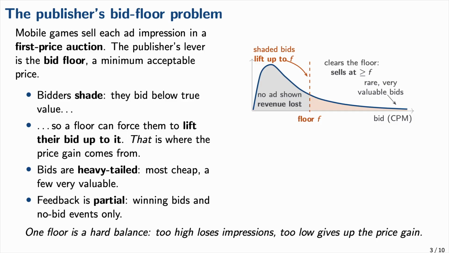The reason floors can help at all in a first price auction is that bidders shade. They bid below what the impression is really worth to them. The floor can then bind. A bidder whose shaded bid would otherwise fall below the floor may raise its bid to meet it, provided the impression is still worth at least that much. That's where the price gain comes from. So setting the floor is a balance. Go too high and you lose too many impressions. Go too low and you give up the price gain.